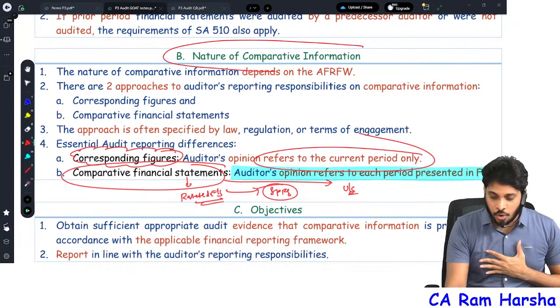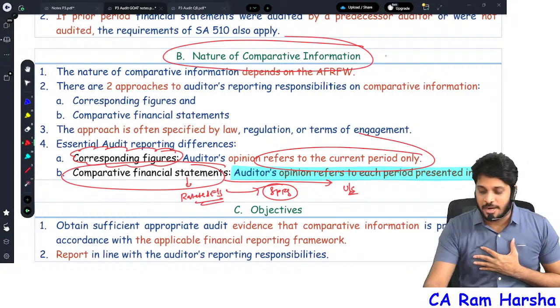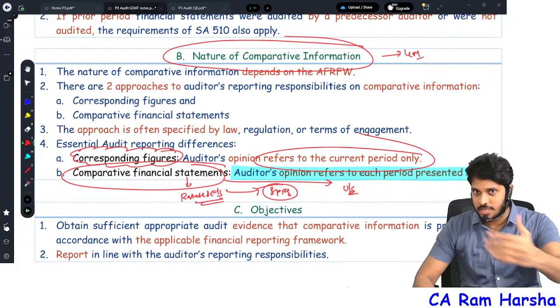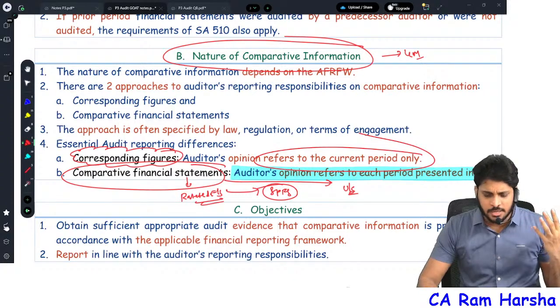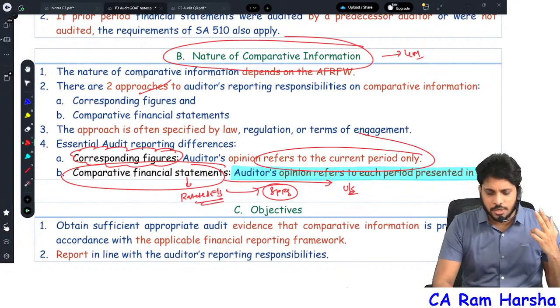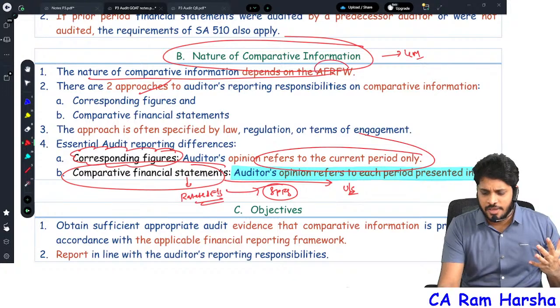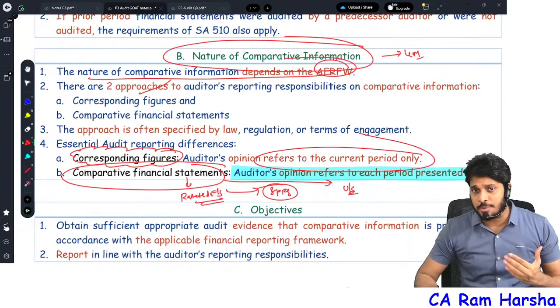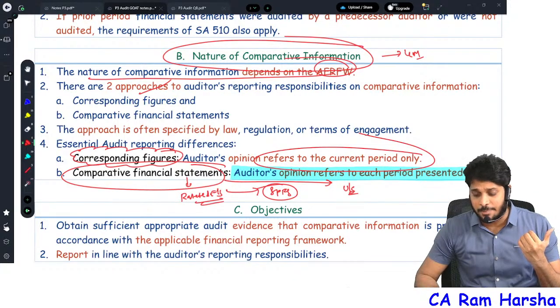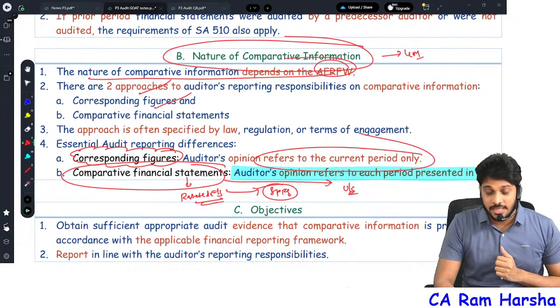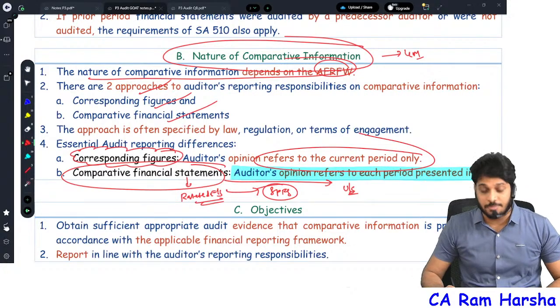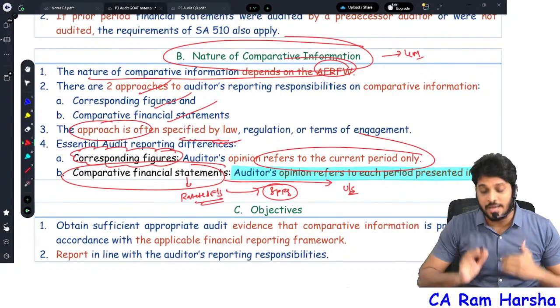In the exam, they'll ask you, write about the nature of comparative information. Straight away, 4 marks, many times asked. There are 2 approaches to comparatives. By the way, the nature depends upon the applicable framework. How the financials are prepared, the applicable law and regulation, decide the nature of comparative information. It is often either corresponding figures or comparative statements. The approach to be followed is specified by law.